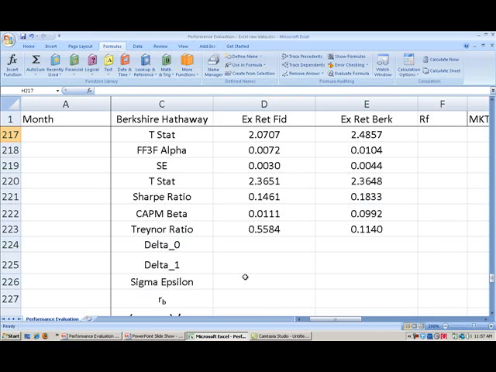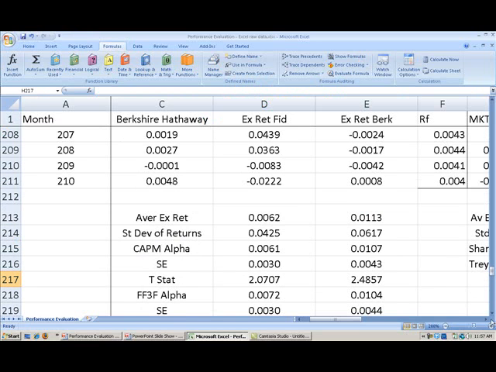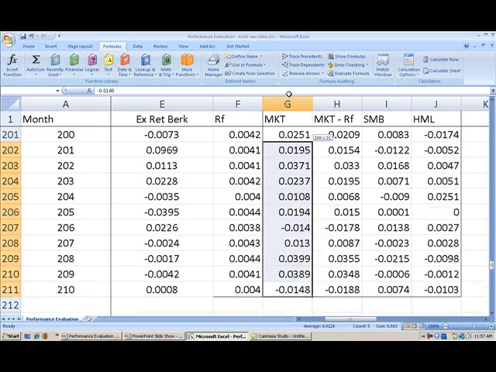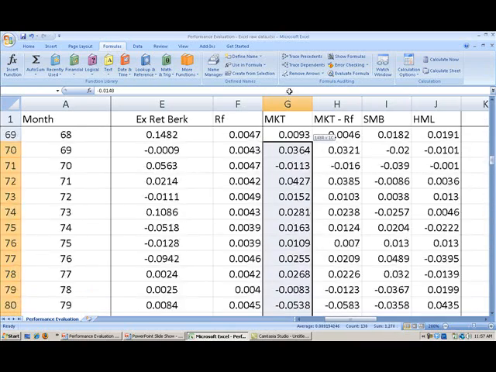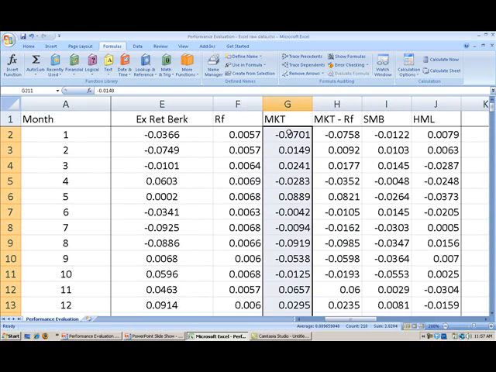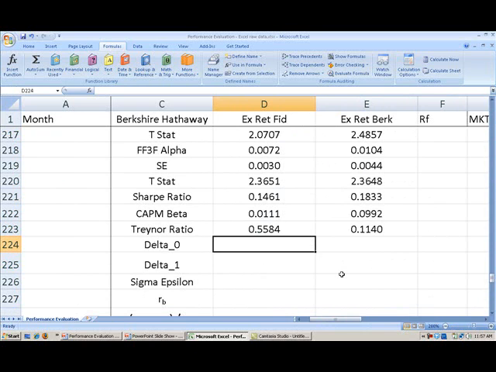The first thing we need to do is calculate delta 0 and delta 1. Let's first name the range for the market so that we can save time with our formulas. If we use the market returns, we'll call them market underscore ret. To calculate the intercept and the slope coefficient from our regression, the dependent variable is the returns on Fidelity. The independent variable will be the returns on the market, because that's going to be our benchmark.